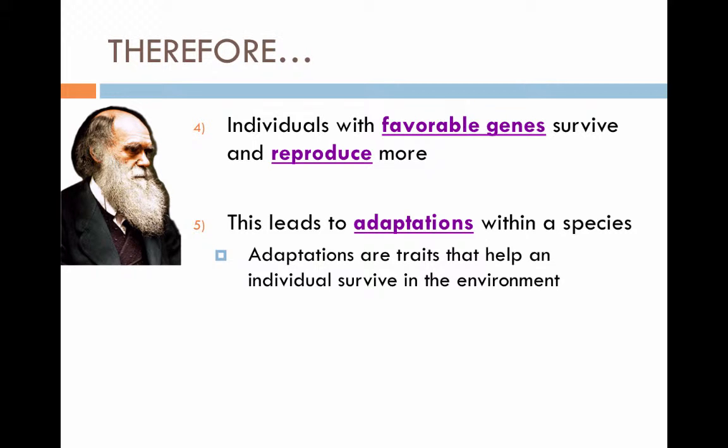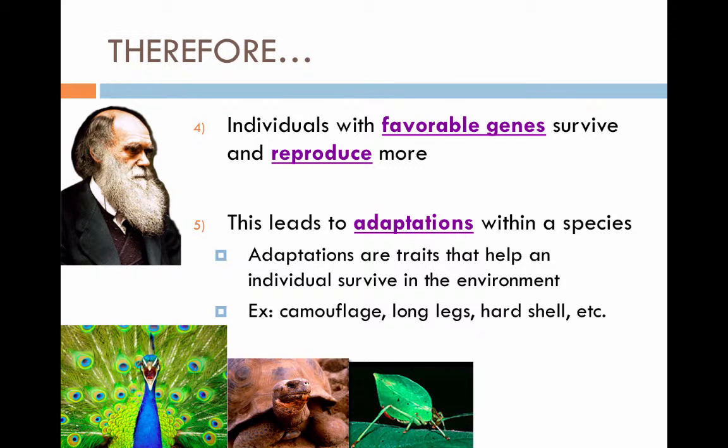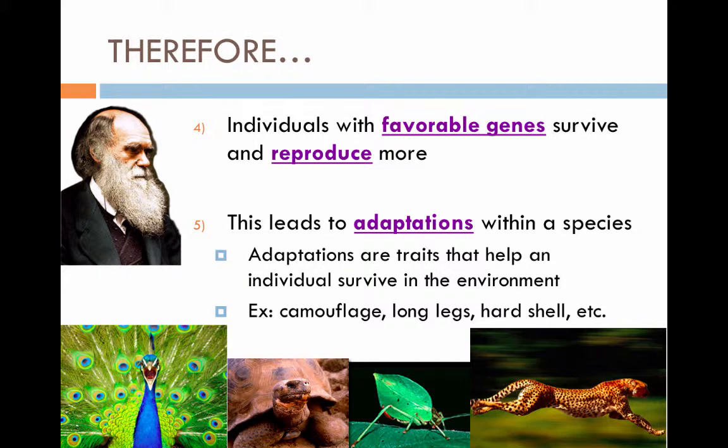Adaptations are traits that help an individual survive in the environment. For example, camouflage, long legs, and hard shells are all examples of adaptations. So again, if organisms with good traits survive and reproduce more, then the majority of organisms in that population will have those traits. Therefore, the population now has those traits or adaptations.